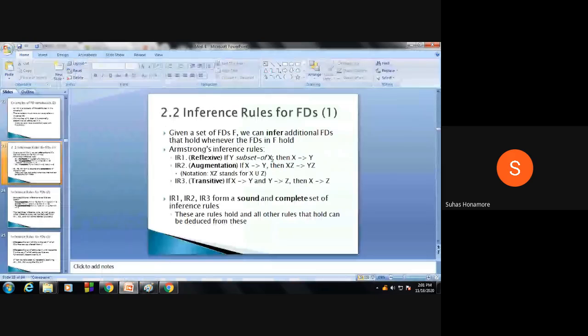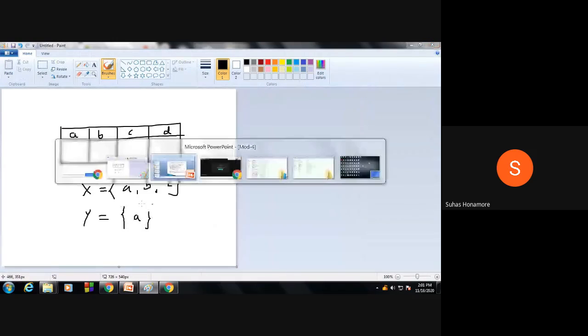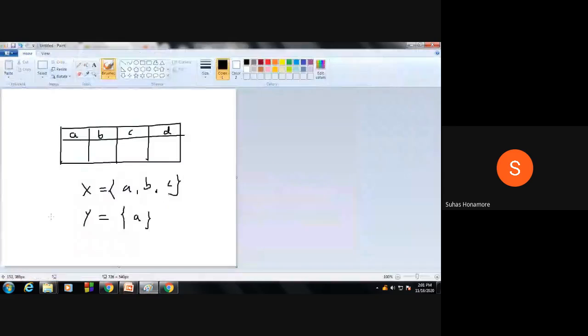Okay, subset means among these only it will come. So suppose consider a only. So here what we are saying is functionally, X functionally determines Y. We are saying, if I am given the a column value, b column value, then the c column value, can I get the a value like that?